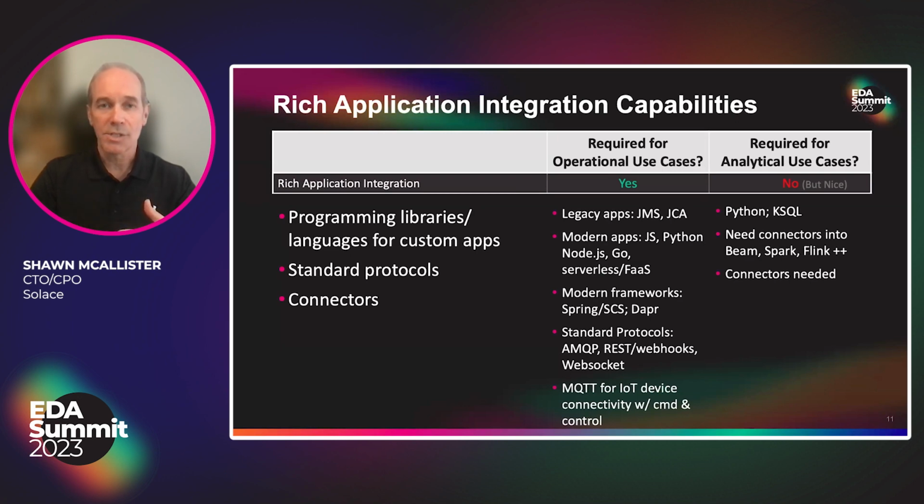And in analytics use cases, by far the most popular language to write analytics applications is Python, or people use KSQL for stream processing. And they typically write applications in frameworks like Beam and Spark and Flink. And so you need connectors from your event broker into those environments. But then, primarily the processing gets done in those types of applications. But what you do need is a rich set of connectors, right? You need to connect into databases through JDBC or CDC. You need to connect into other messaging systems, specifically so that your operational systems can talk to your analytics systems. But a different set of requirements in terms of the richness of application integration.